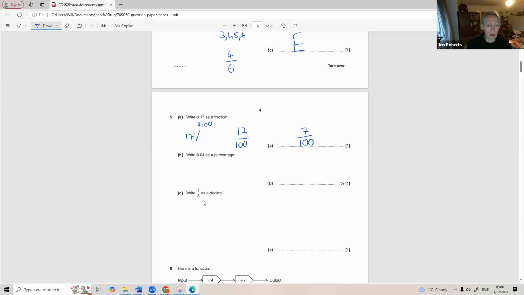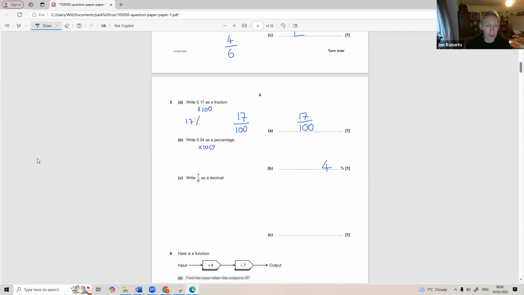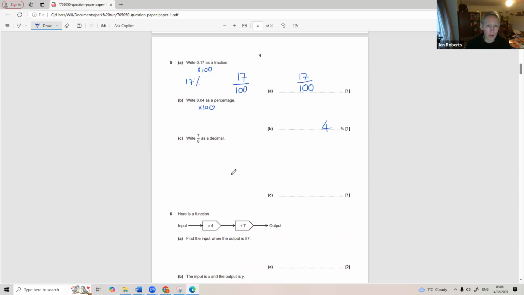Right, 0.04 is a percentage. Times a decimal by 100 to turn it into a percentage, 4%. Right, 7/8 is a decimal. We can use our calculator, can't we? This line means a division. So what's 7 divided by 8? It's 0.875.